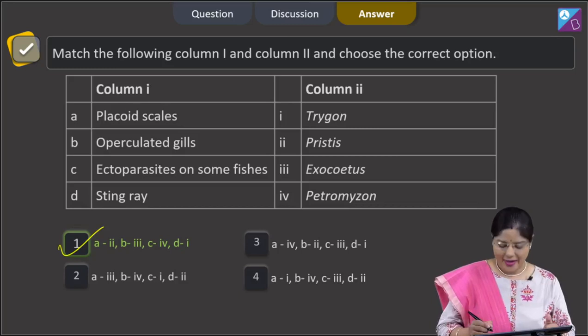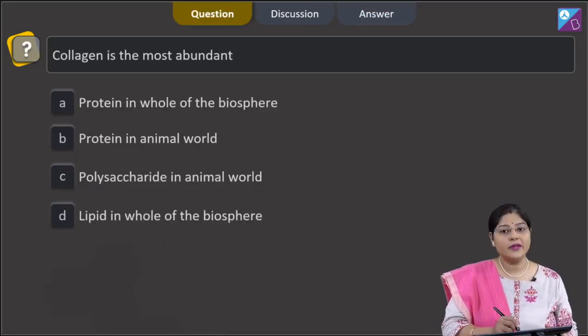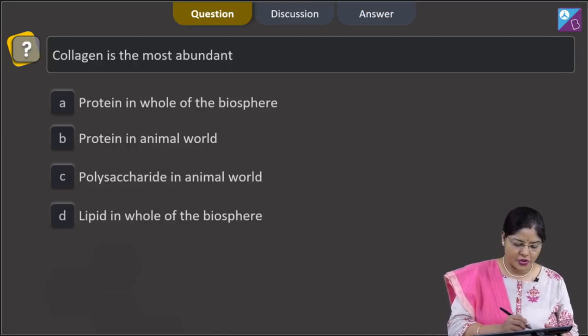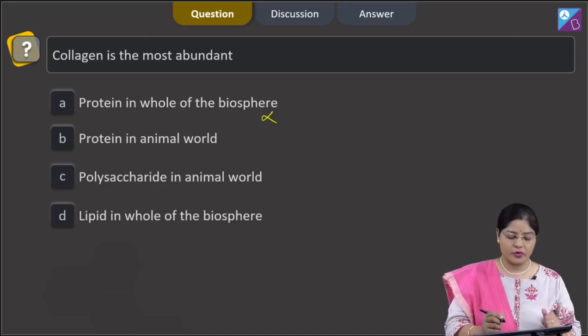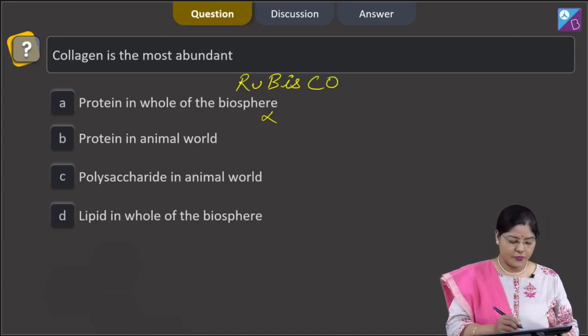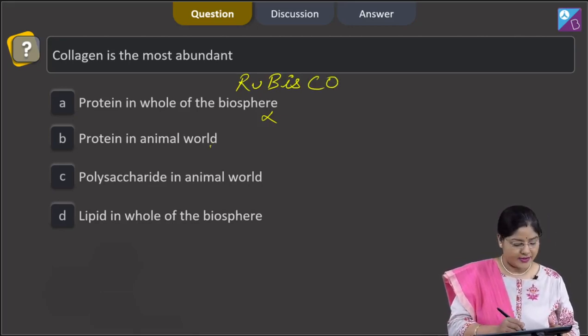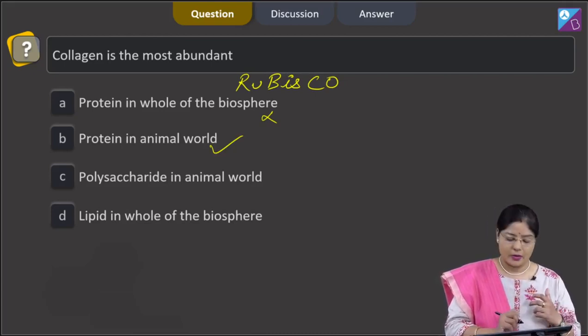Now, proceeding to the next question. Question states that collagen is the most abundant, and the options given are: first option, protein in whole of the biosphere. This is incorrect because the most abundant protein in whole of the biosphere is rubisco. Second option, protein in animal world. This is absolutely correct. Collagen is the most abundant protein in animal world.